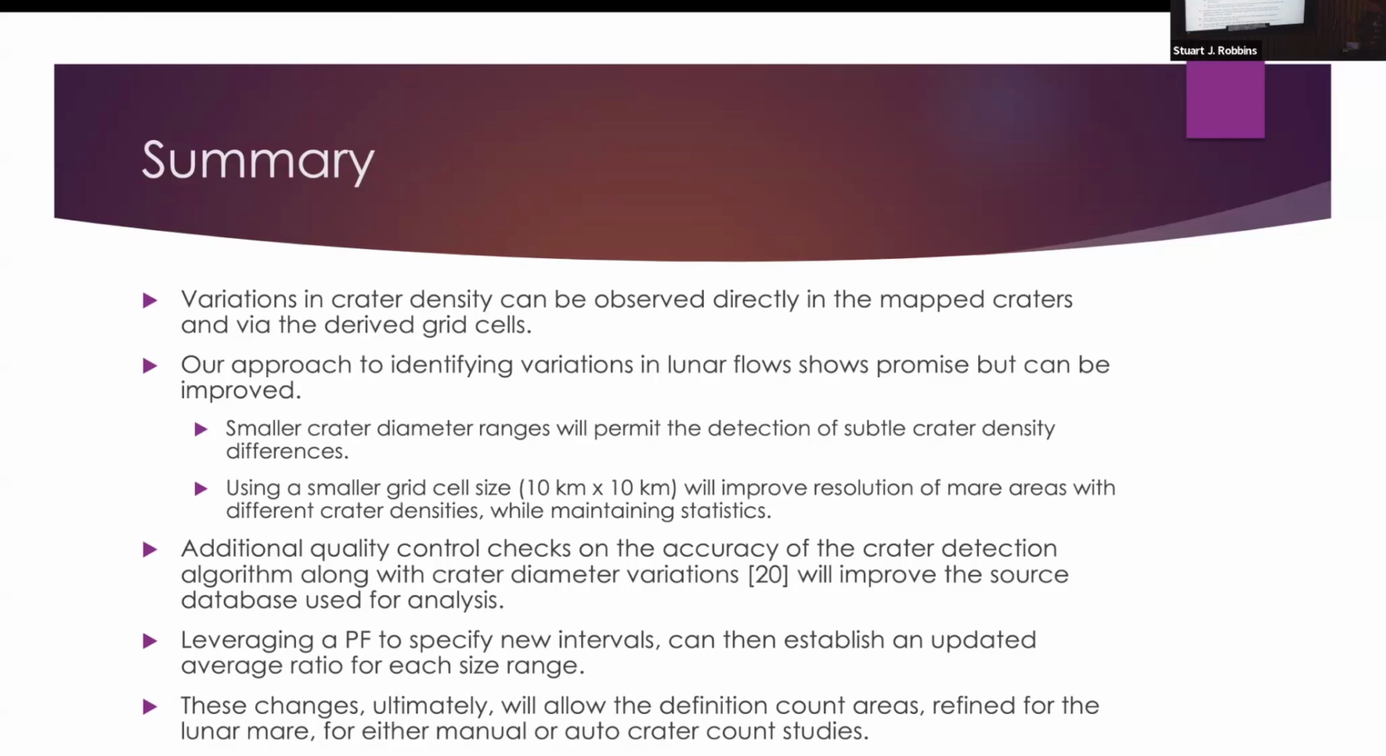We could use smaller diameter ranges for the craters going into the grid process, or reduce the size of the grid cell to try to get at maybe flow boundaries, for instance. Of course, you can always double check the source data from the large crater database.